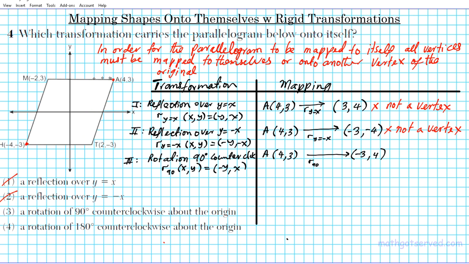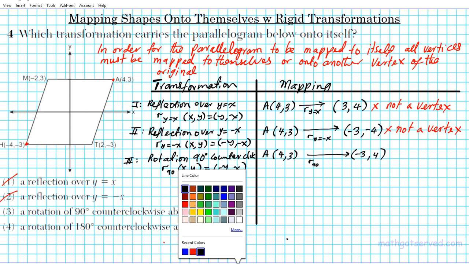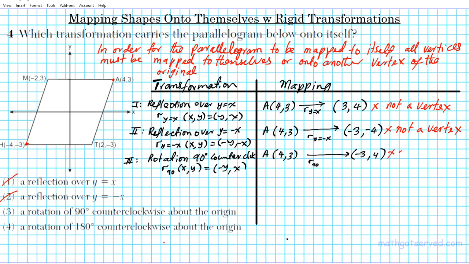Now, is negative 3, 4 any of those vertices right here? The answer is nope. Ladies and gentlemen, we have another fail. This is not a vertex. Not a vertex. Alright, so the last one that we're going to try out is the rotation 180 degrees counterclockwise.